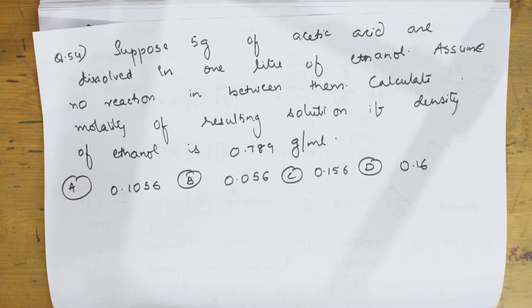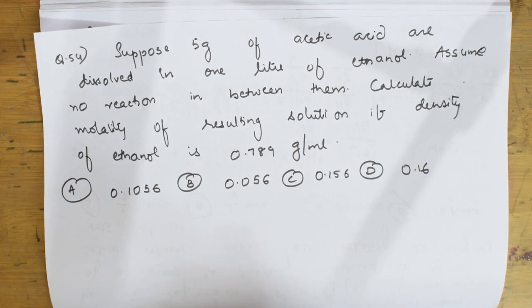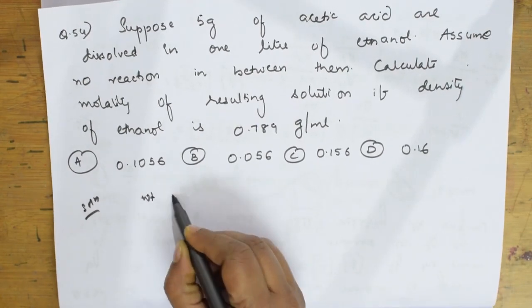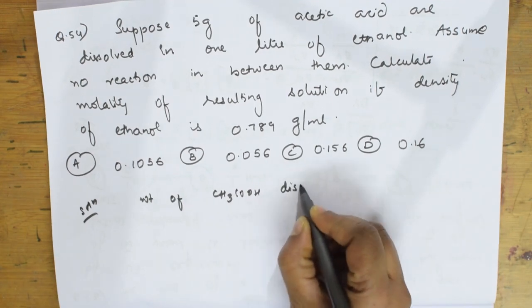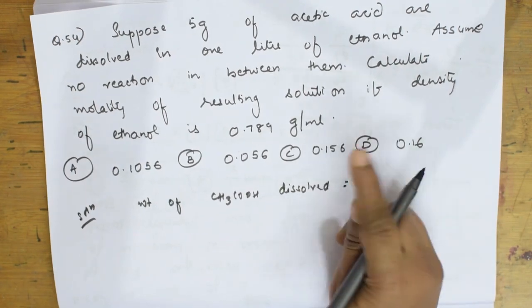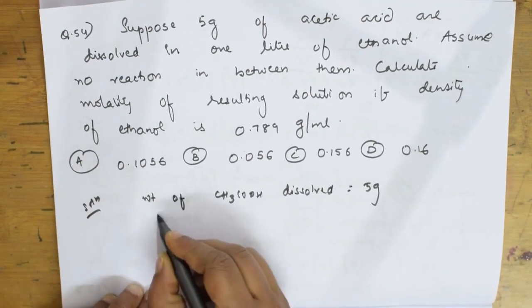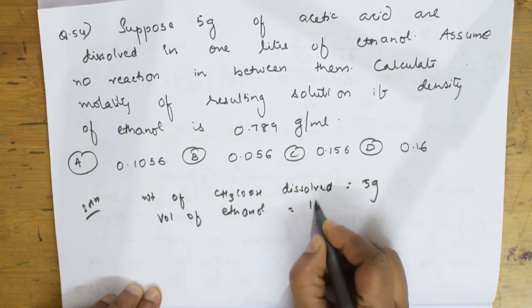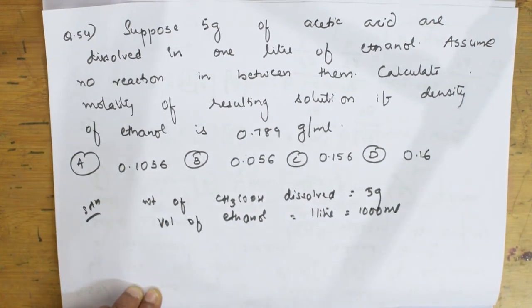So let us write the data and calculate. I have to calculate molality. Molality is nothing but moles of the solute by weight of the solvent in kg. Now let us write the data we have. First, the weight of acetic acid, CH3COOH, dissolved. How much acetic acid is dissolved? 5 grams. After that, the volume of ethanol. How much is the volume of ethanol? It is 1 liter, which is equal to 1000 ml.